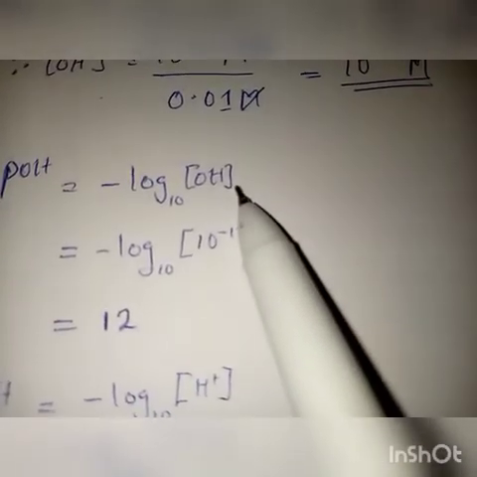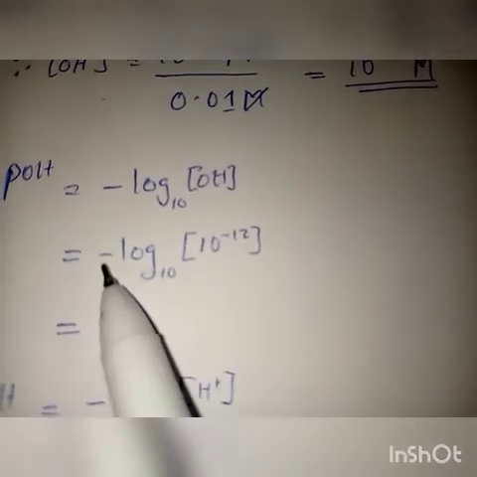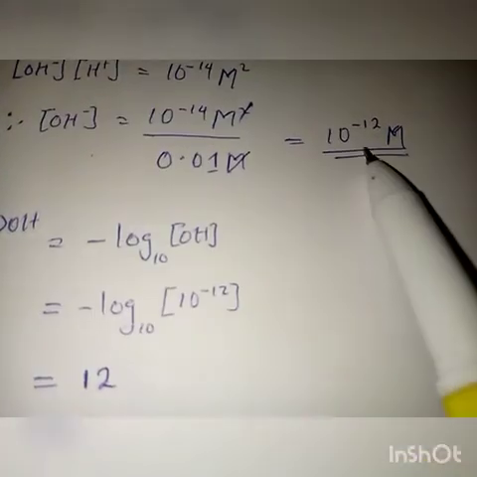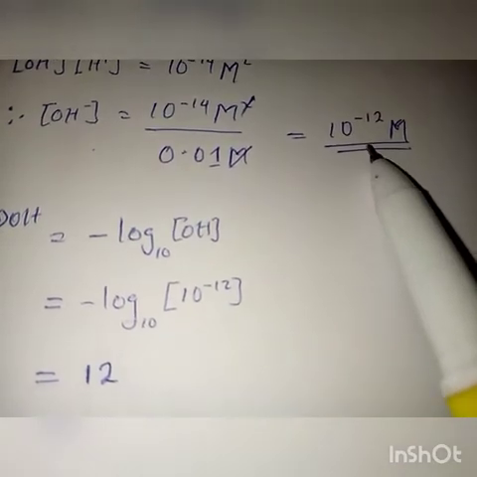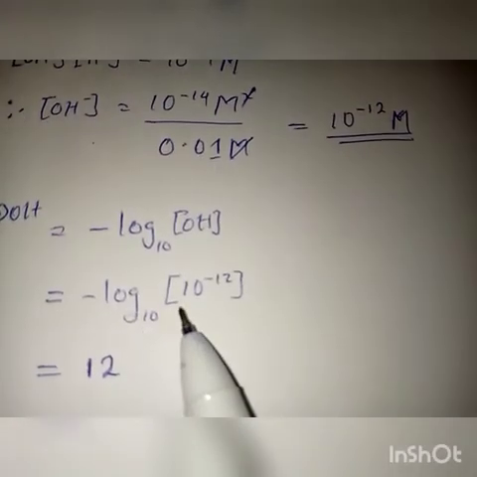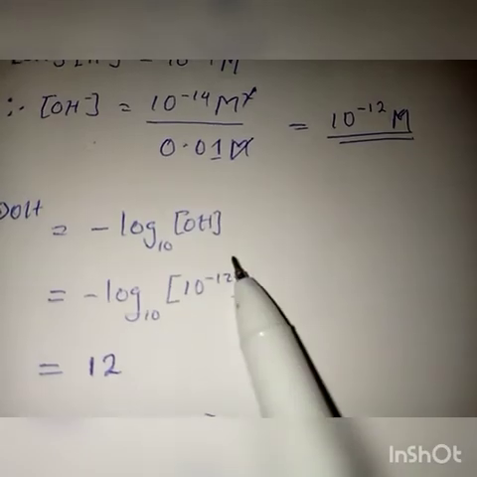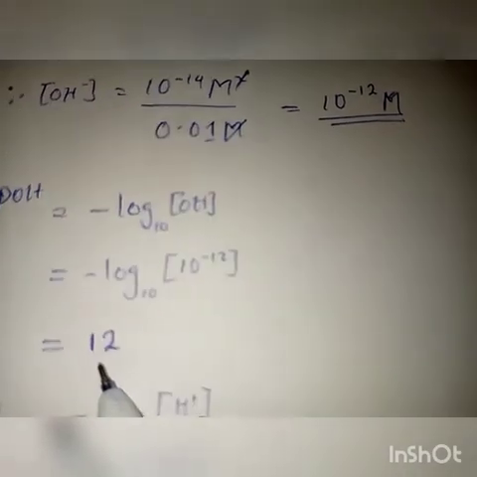So the next question says we should calculate our POH. By definition, POH is negative log to base 10 of what? Hydroxide ion. So that means negative log to base 10 of our OH minus concentration, which is already 10 raised to power minus 12. So we can say negative log to base 10 of 10 raised to power minus 12, which will give us what? 12. So pH and POH has no unit.